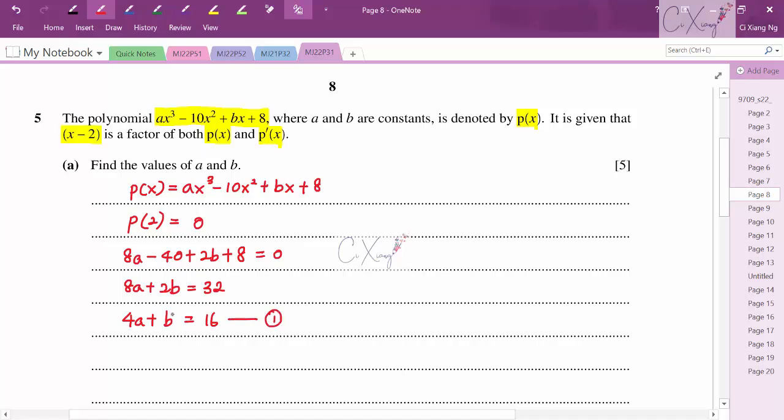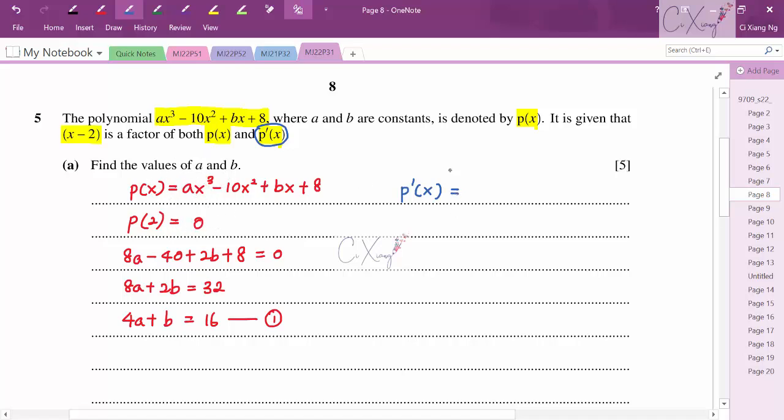Alright, okay, so I need another equation so that I can solve simultaneously to get the value for a and b. And now we have another piece of information where they tell us that x minus 2 is also a factor for p prime x. So first of all, maybe it will be good if you can find out the p prime x first, the differentiation for the polynomial.